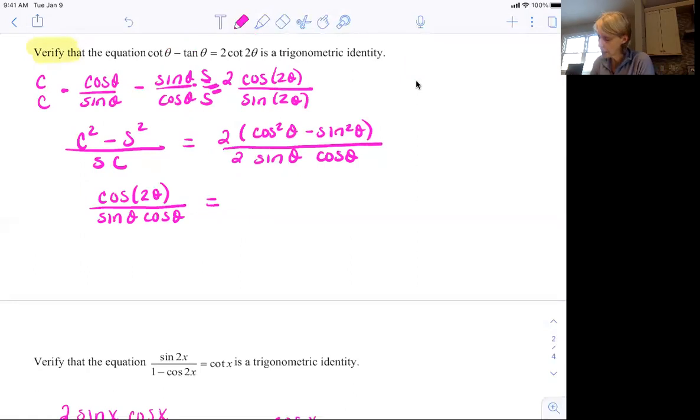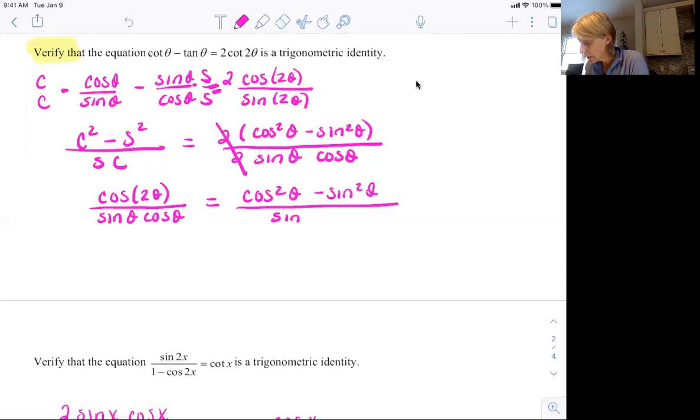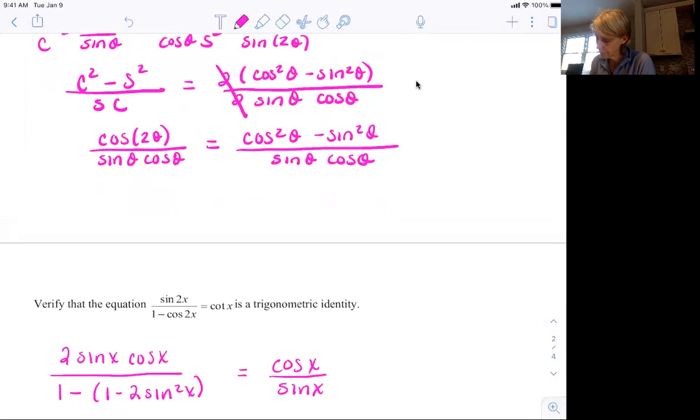And over here, oh, that's okay. Cosine squared theta minus sine squared theta over sine theta cosine theta. And now here it doesn't matter. We could go backwards and rewrite this, or we could rewrite this as cosine 2 theta. I think I'll write the other side.